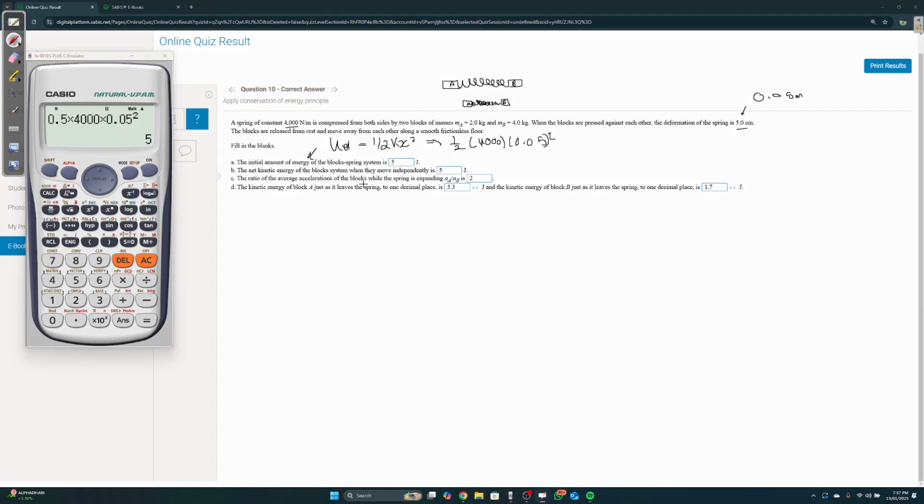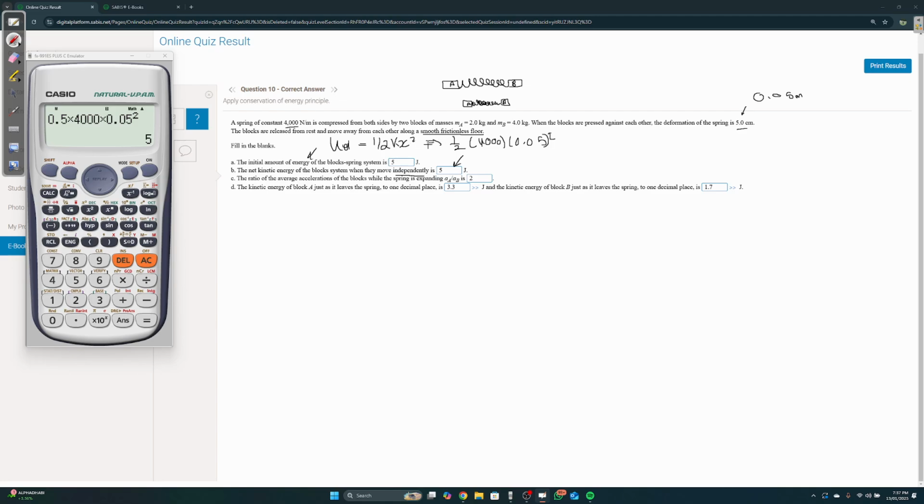The net kinetic energy of the block system when they move independently, it's obviously also 5 joules. Why? You're going to be like, why? They're saying of the system. Not each block, which one has 5 joules, which one has 2 joules, which one has 1. No, we don't care. Of the whole system, when you release them, how much do they have? It's 5 joules. Why? Because they said a smooth frictionless floor. Nothing is going to dissipate energy or absorb energy. There's no reason for any energy to be lost, right? It's a smooth frictionless floor, so surely it's going to be 5 joules.